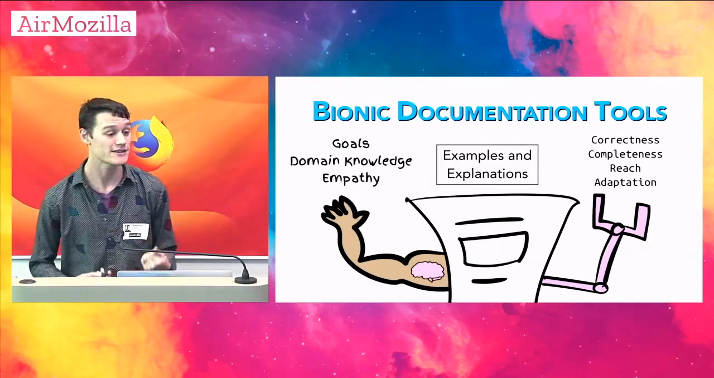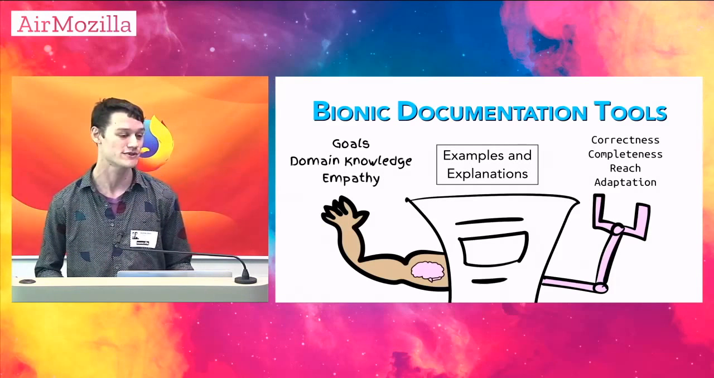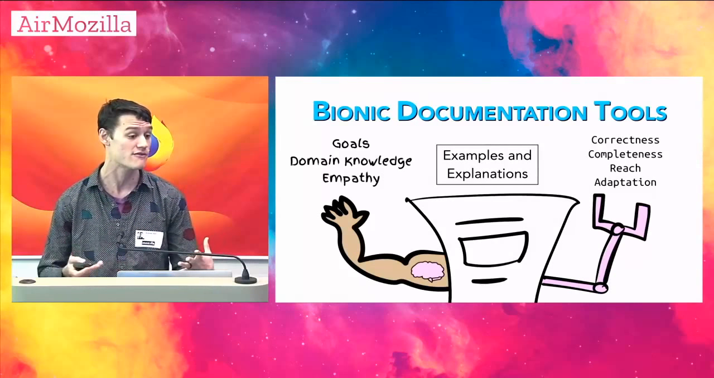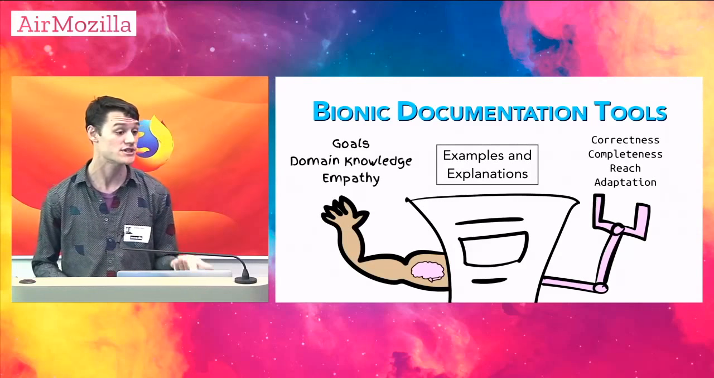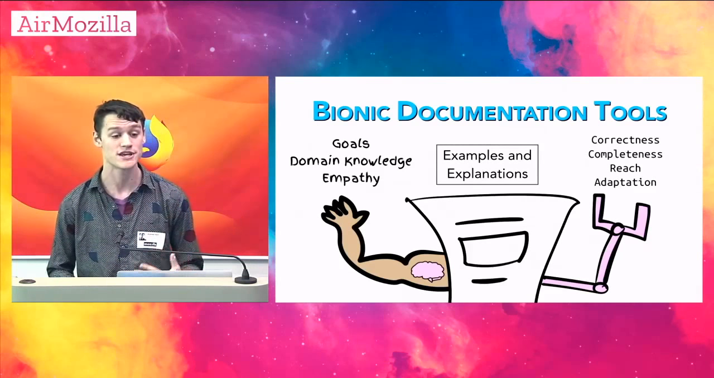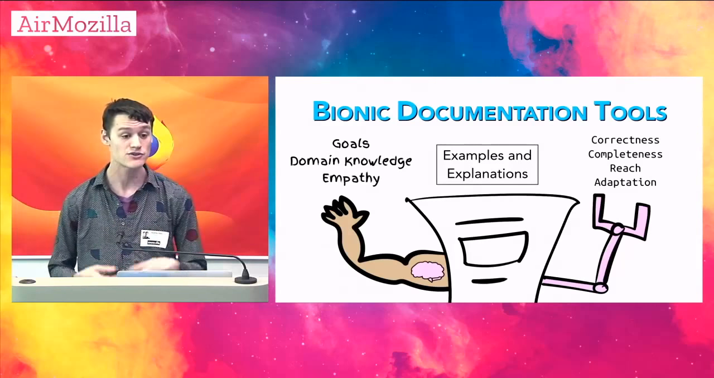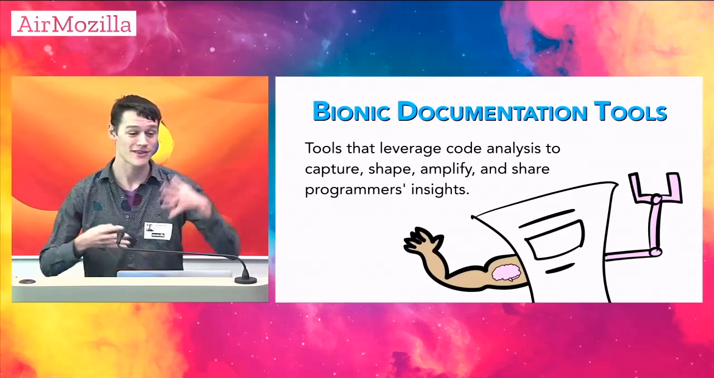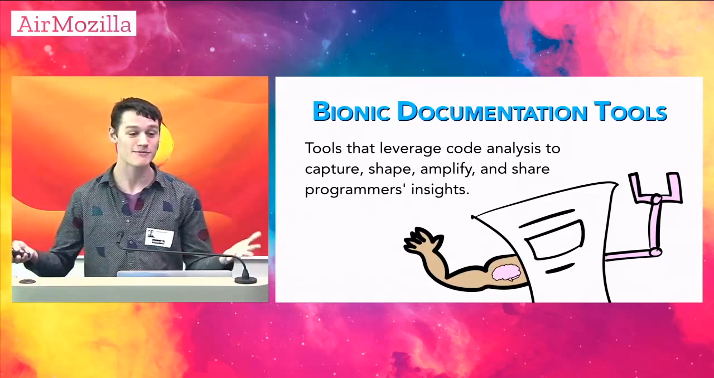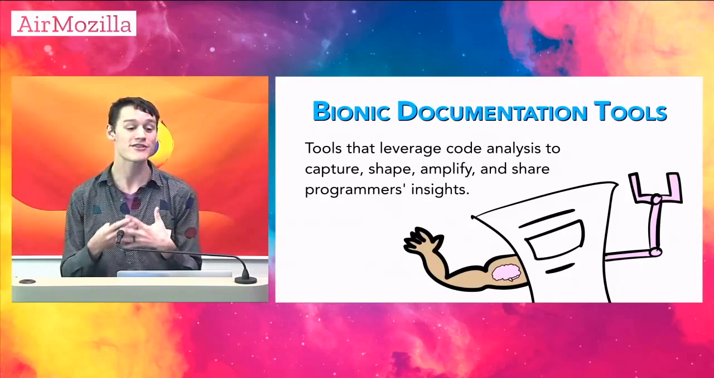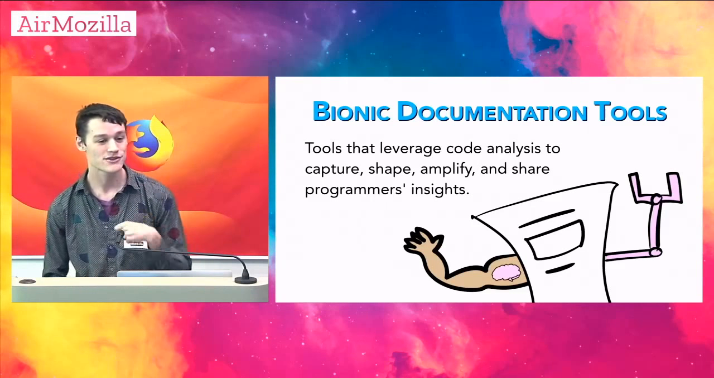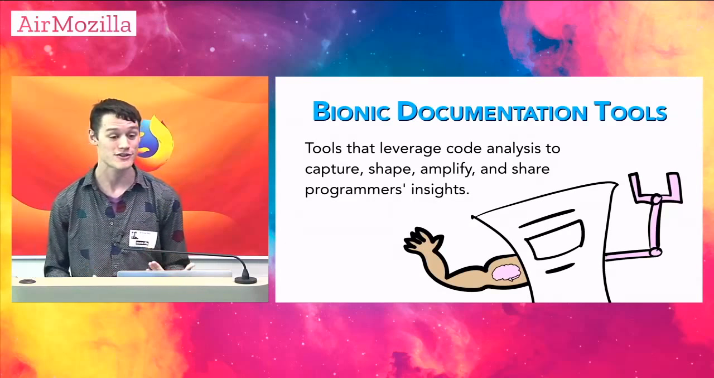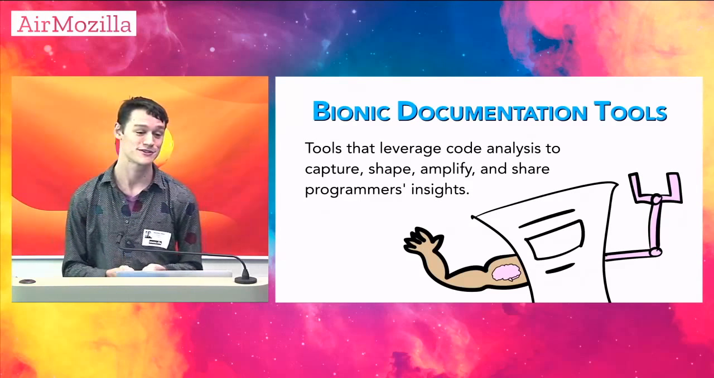The side that's capable of guaranteeing the correctness and completeness of code examples, as capable of giving existing documentation and ideas greater reach than they would have if a programmer was to just write a single documentation page, and to be able to adapt this documentation to new audiences and new pieces of code using the same fundamental insights. All this together, the human side together with this automated side, they come together into these Bionic documentation tools, which leverage code analyses in many different ways to help programmers capture, shape, amplify, and share their insights with other programmers.